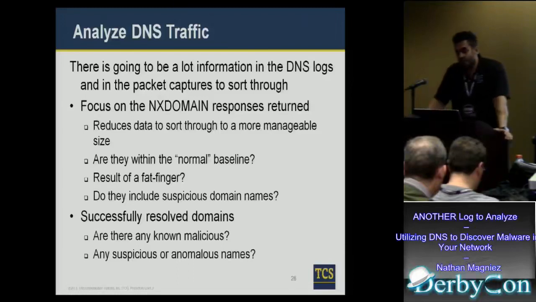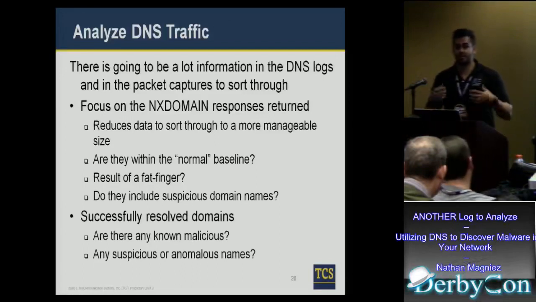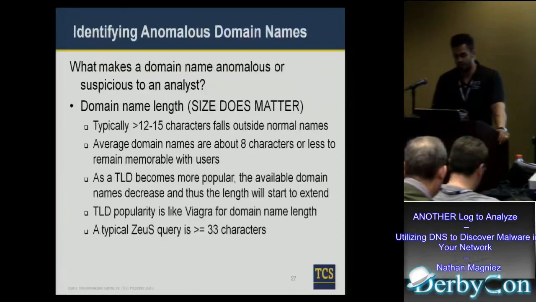Of those successfully resolved domains, are there any known malicious ones? Because there are going to be some that actually do go through. So you don't only want to focus on the NX domains, but start there, and then from that, narrow down a host or a group of hosts and see which ones of those, around the same time period, actually resolved. And then, are there any suspicious or anomalous names too?